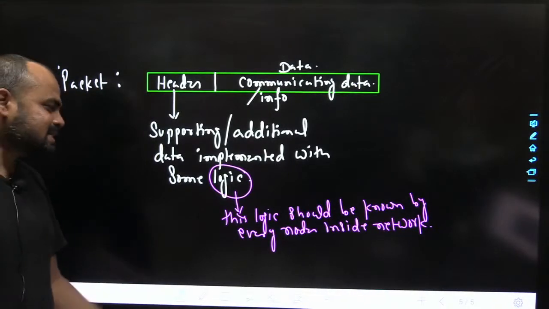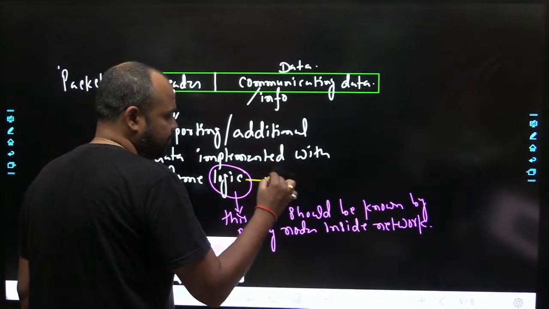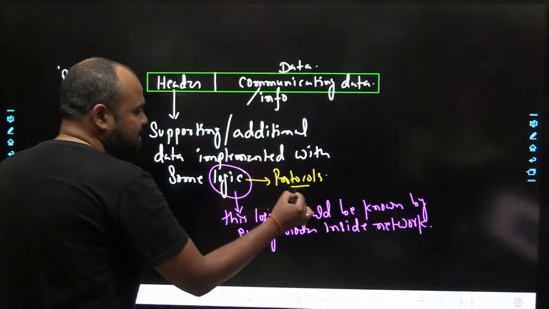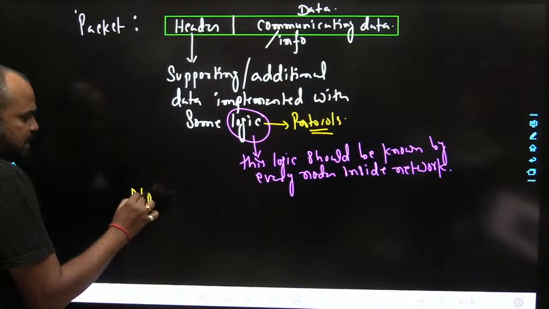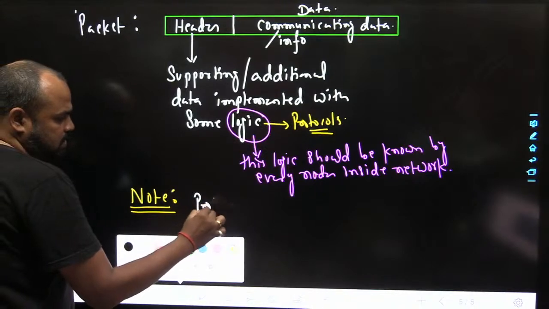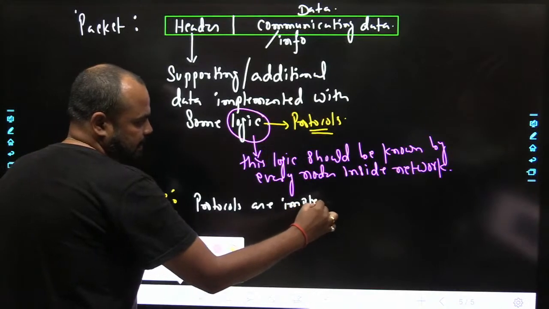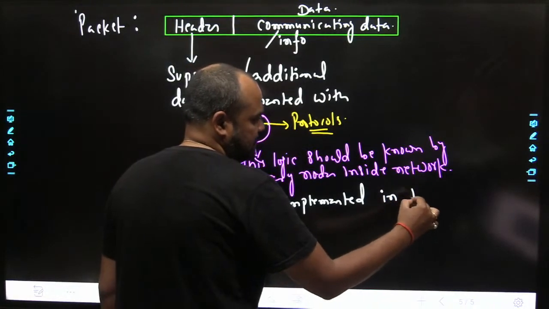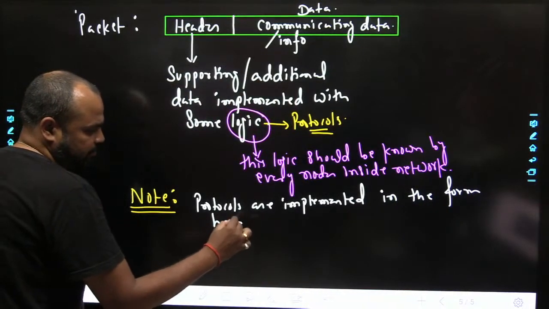Then only they can communicate. And this logic is nothing but the protocol. It means the protocols are basically implemented in the form of header. So in short, protocols are implemented in the form of header.